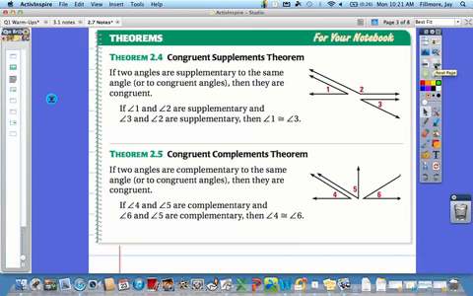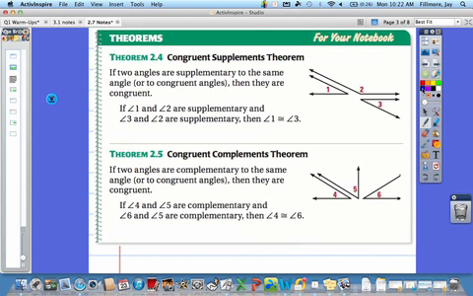Two other theorems we're going to talk about are the congruent supplements theorem and the congruent complements theorem. And we always try to name these theorems with their name, not their number. So if you're going back through a proof later on and you see theorem 2.4, you don't have to scratch your head and say, well, I don't remember what 2.4 was. If you use the congruent supplements theorem as the name, you have a better idea of what it's talking about. So this says if two angles are supplementary to the same angle, or to congruent angles, then they are congruent.